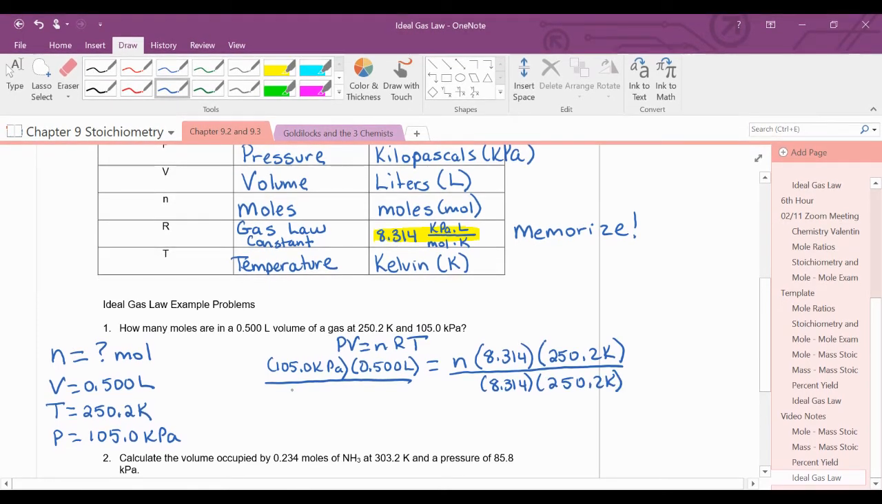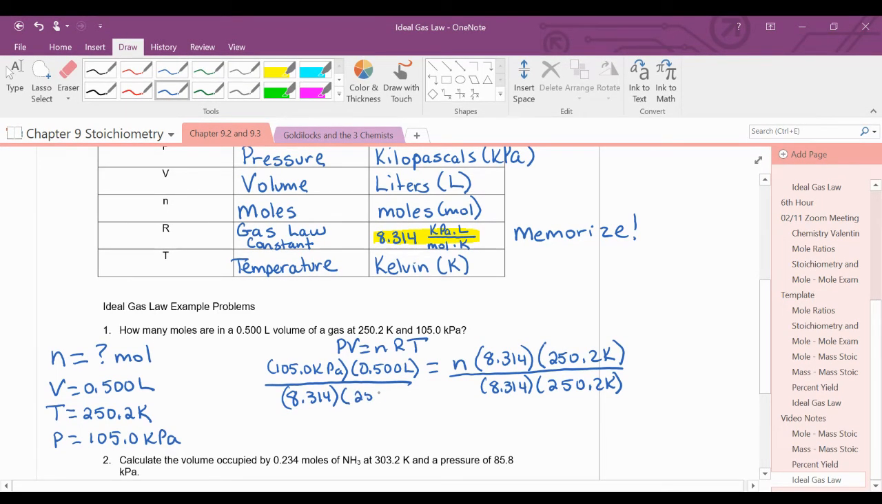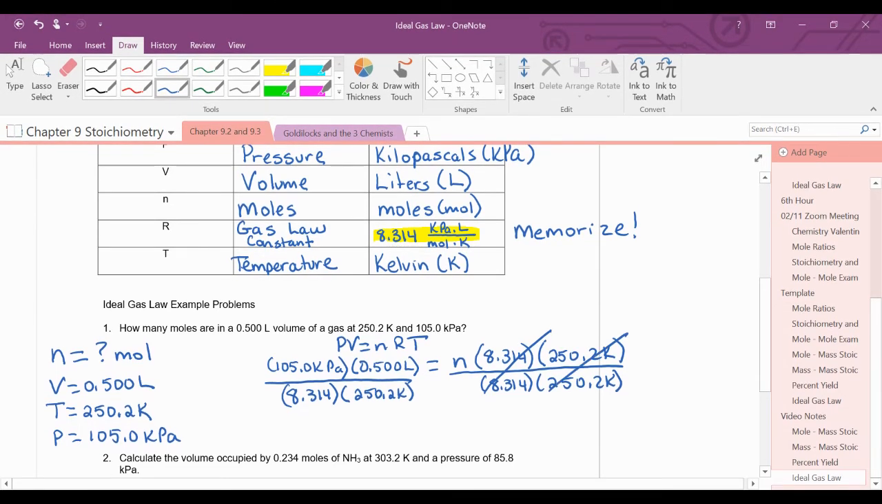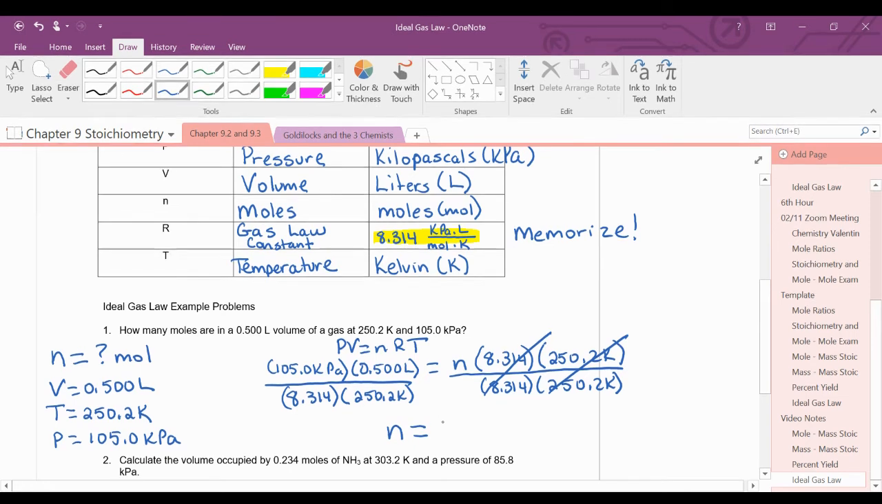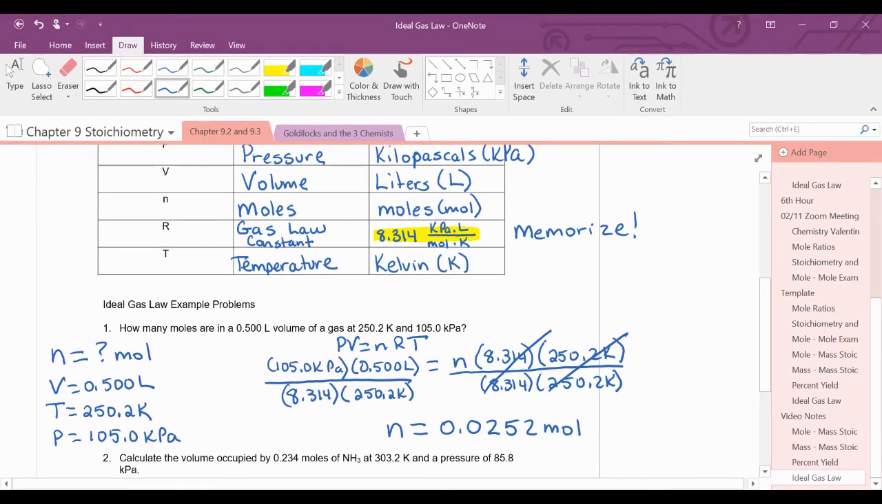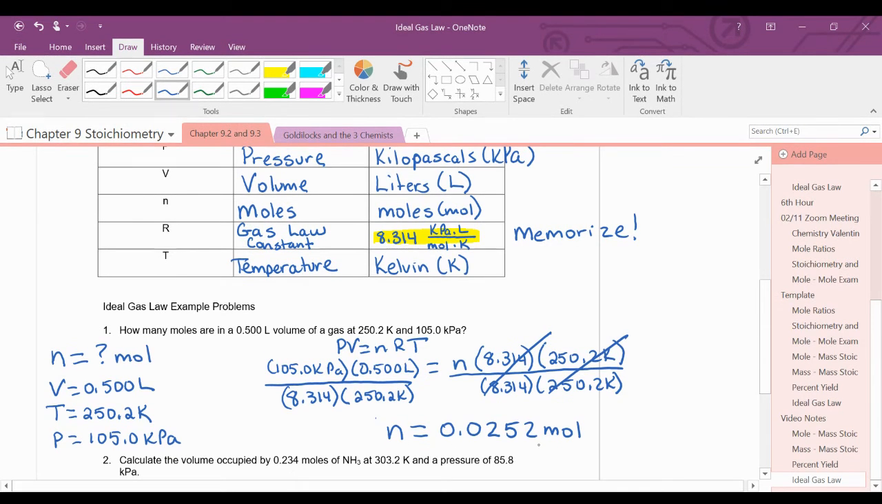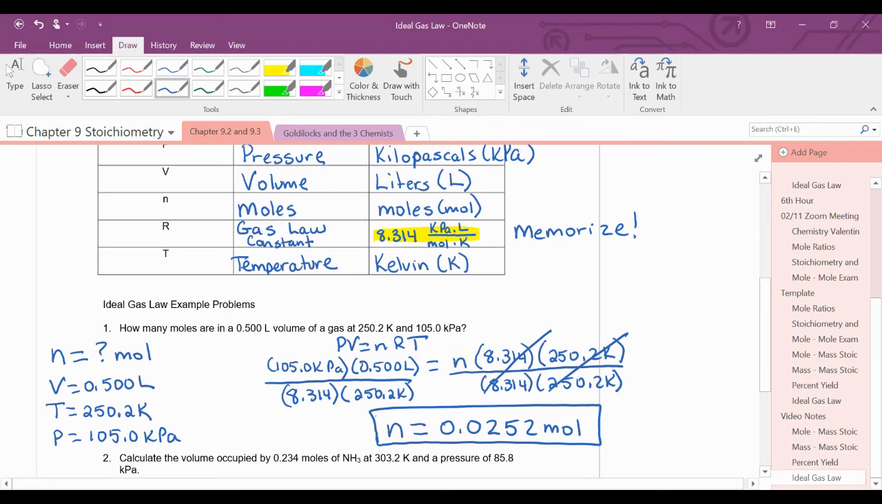So if I want to solve for N, I'm going to divide both sides. So you would multiply 105.0 times 0.5, multiply 8.314 times 250, and then you divide. N will equal, and I need to look at sig figs. Least number is 3 sig figs with the volume, so 0.0252 moles for my answer.